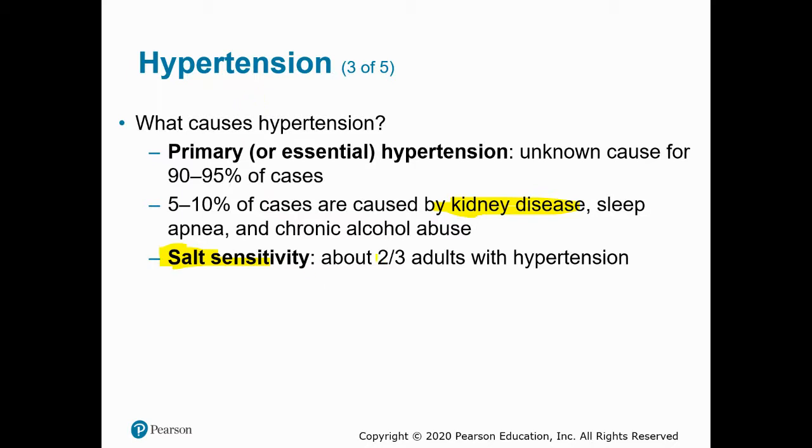It's estimated that about two-thirds of adults who have hypertension have an underlying salt sensitivity. So while we say that sometimes we don't know the cause of hypertension, a lot of times it is this underlying salt sensitivity coupled with overconsumption of salt, meaning sodium.